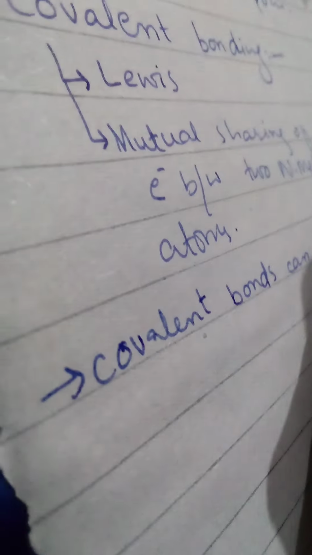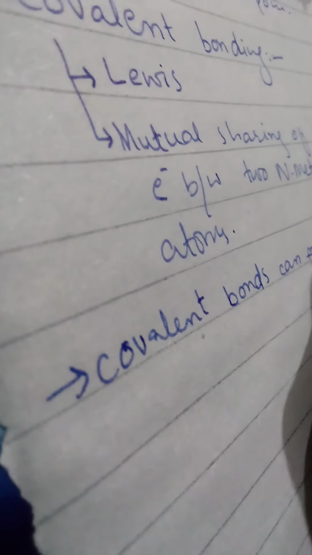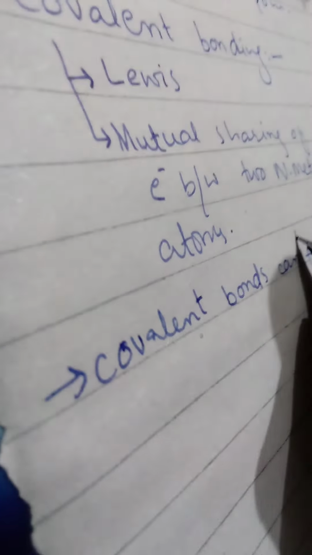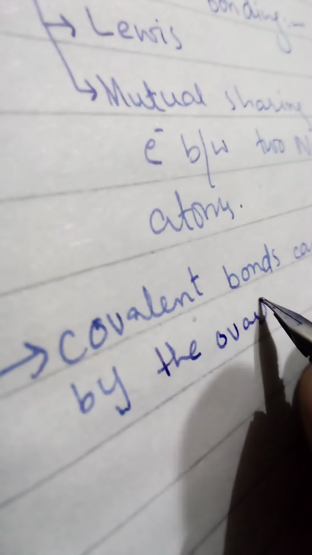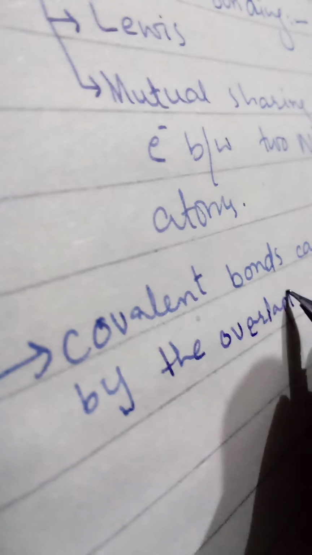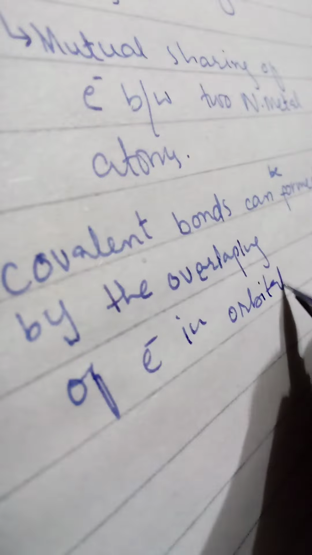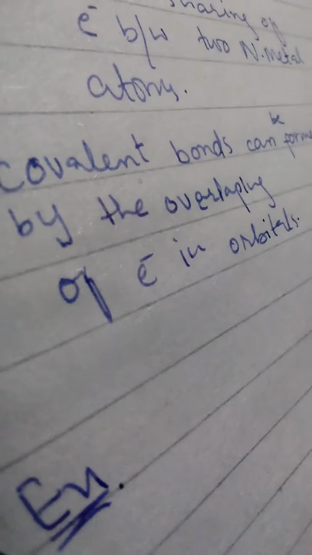Or we can say that covalent bonds can be formed by the overlapping of electrons in orbitals. So let me give you an example of covalent bonding.